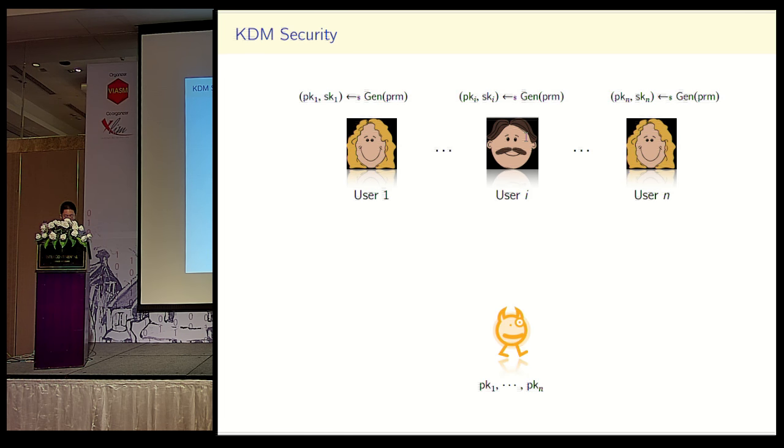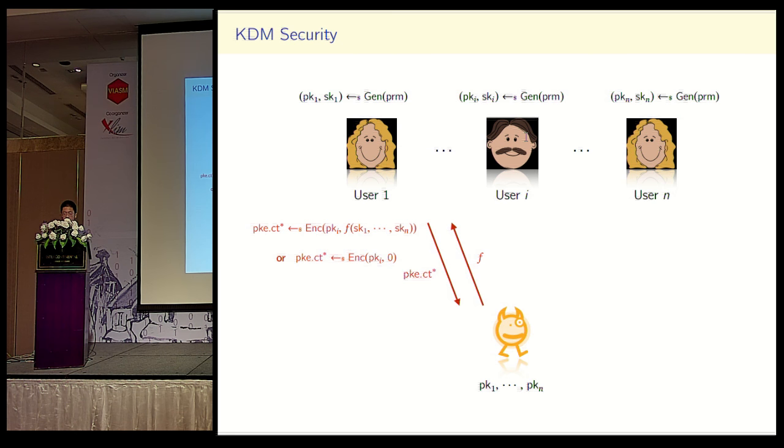For KDM security, there will be n users, and the adversary is given all the public keys. The adversary is also given an encryption oracle. Each time, the adversary will submit a function f and an index i to some user. And the user, for example the i-th user, will encrypt f(sk1, ..., skn), or encrypt a dummy message 0, under the public key pk_i, and then return the challenge ciphertext to the adversary. The target of the adversary is to distinguish encryptions of key-dependent messages from encryptions of dummy messages.